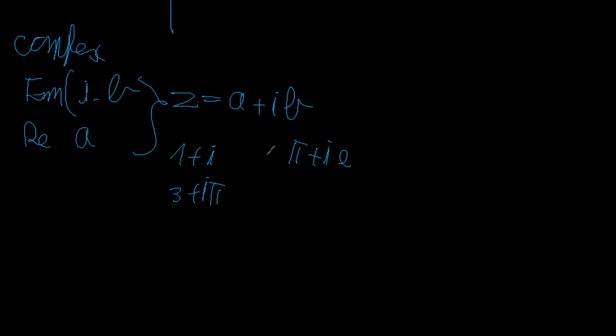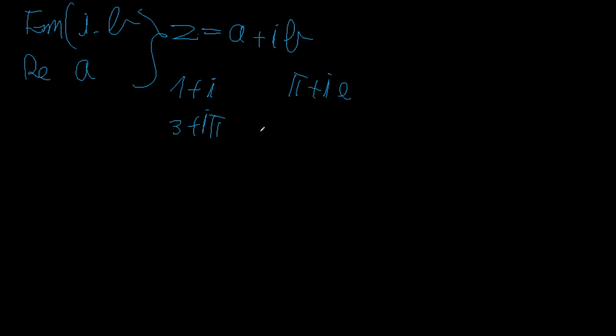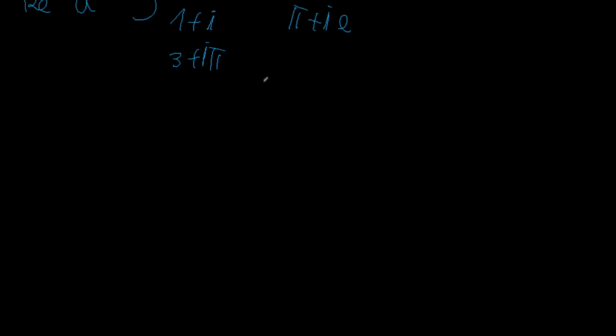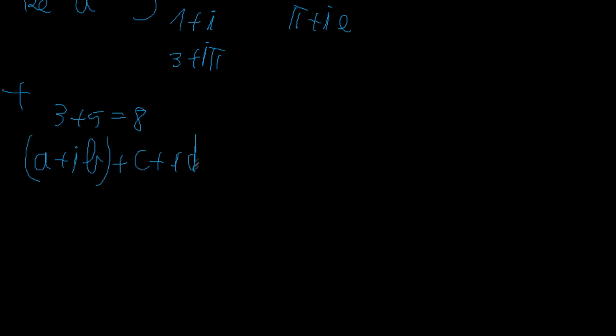Now, we have these numbers, but what can we do with them? Well, first let's look at some things we can do with them. We have addition, like two normal numbers, like 3 plus 5 equals 8. If we use complex numbers, we'll just use a plus ib plus c plus id. And this will just become a plus c for the real part, plus i times b plus d.